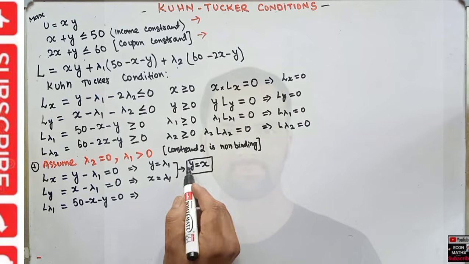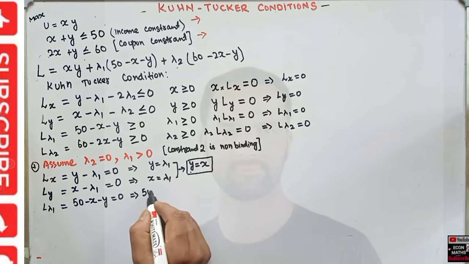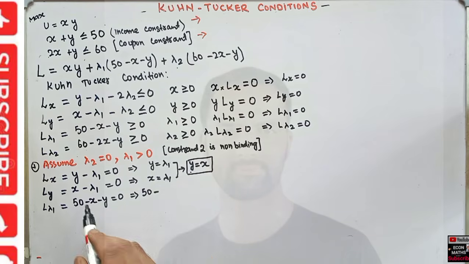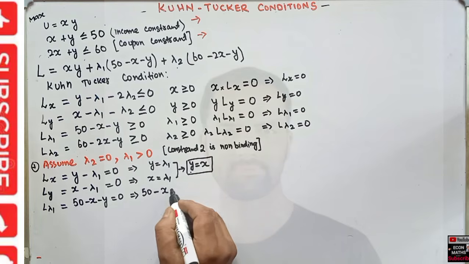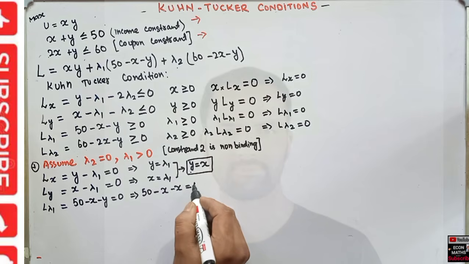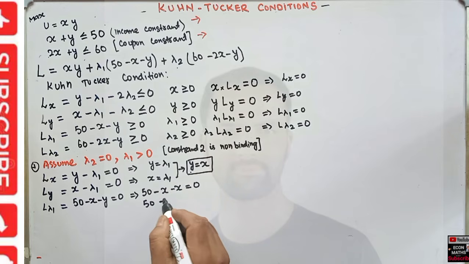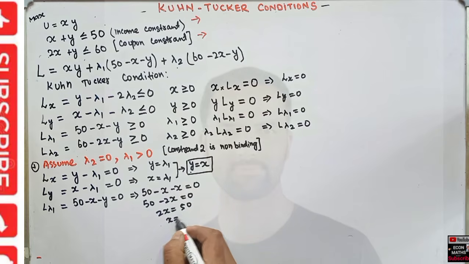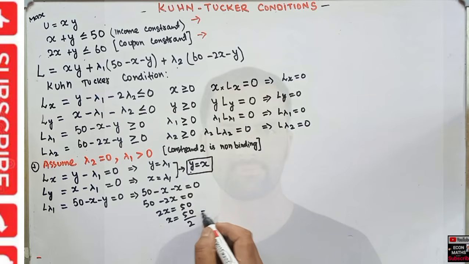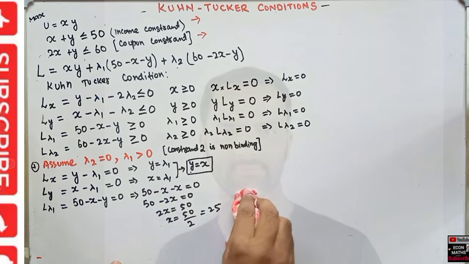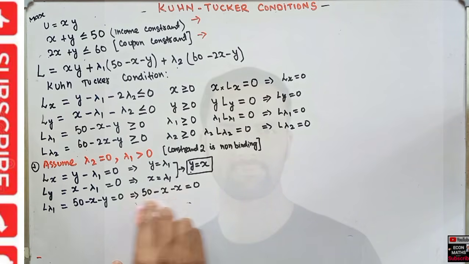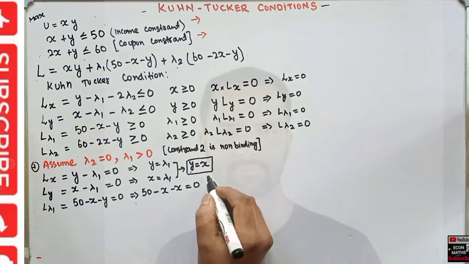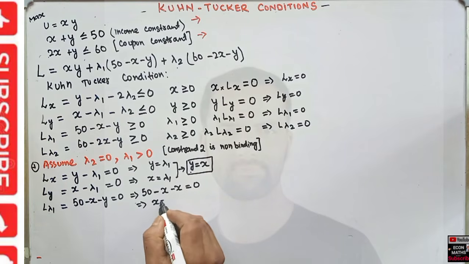So just plug y is equal to x here, so we have 50 minus, in place of x we have x, in place of y we also have x, is equal to 0, and we have 50 minus 2x is equal to 0, or 2x is equal to 50, or x is equal to 50 upon 2, which comes out to be 25. Okay, we got the value of x is equal to 25.